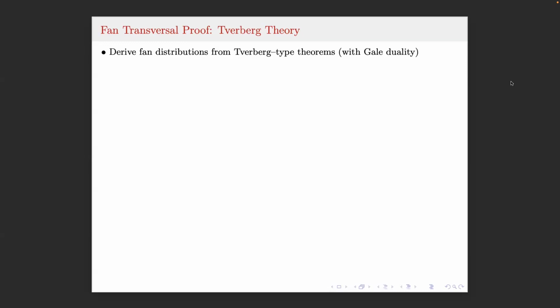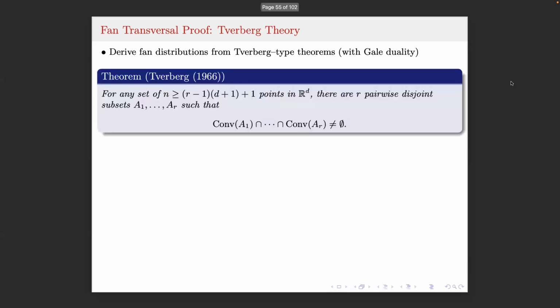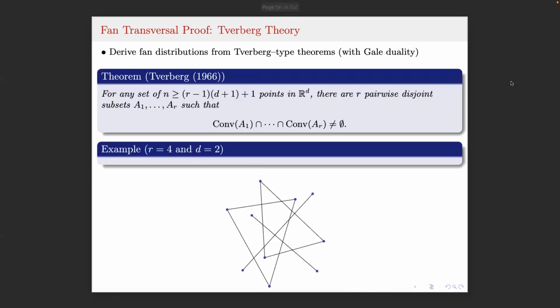Right. So I should probably mention Tverberg theory a little bit anyway. Tverberg's theorem, 1966, is this cornerstone result in discrete geometry and convex geometry that says if I have a set consisting of at least (r-1)(d+1)+1 points in R^d, then I can find r pairwise disjoint subsets such that even though the sets themselves are disjoint, their convex hulls all overlap.